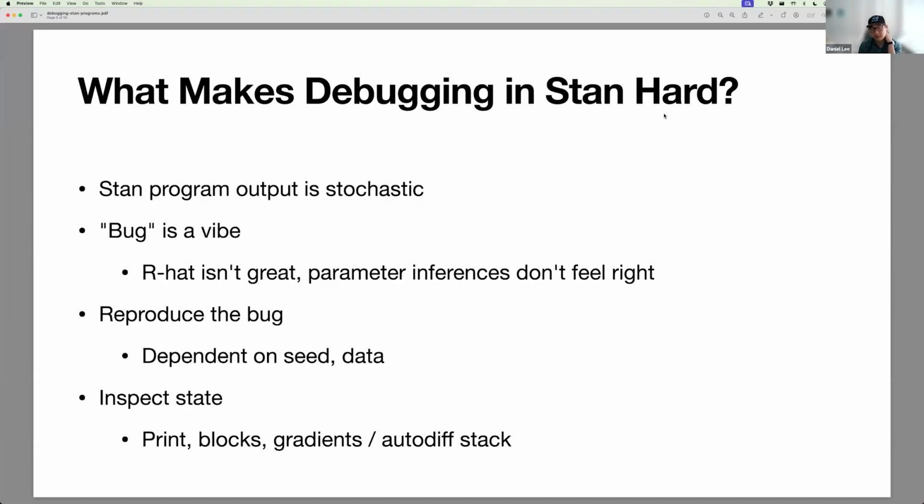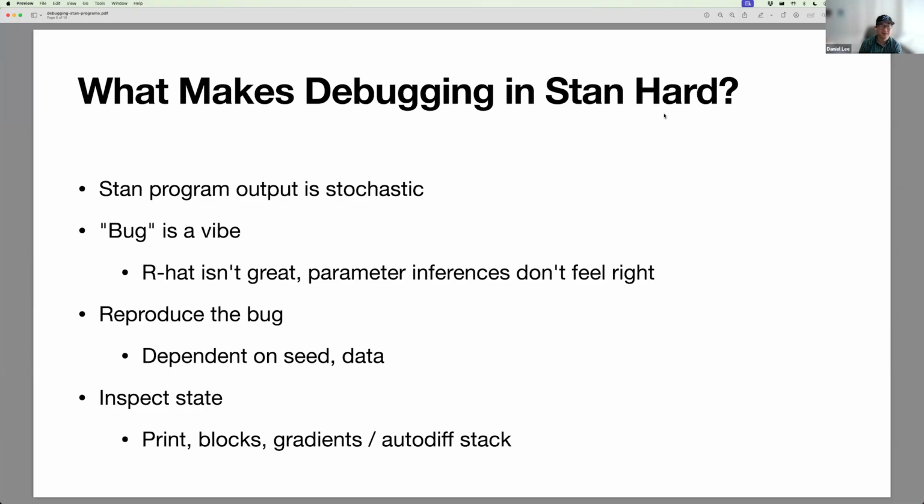But with any stochastic program that you're trying to debug, you put input in, you run with a different seed, something else happens, and then the output isn't exactly the same. So that's one of the things that makes debugging difficult.